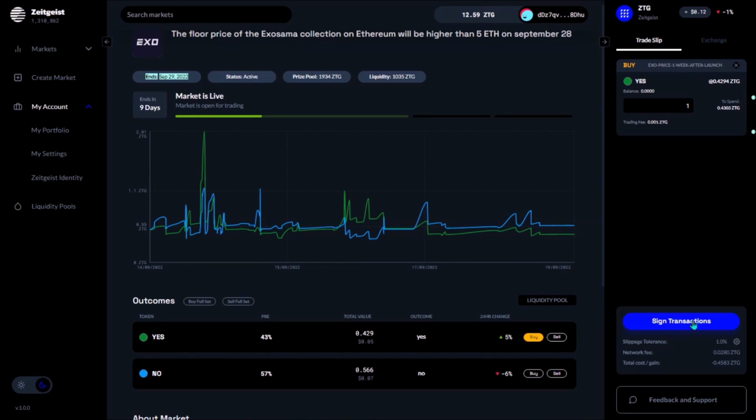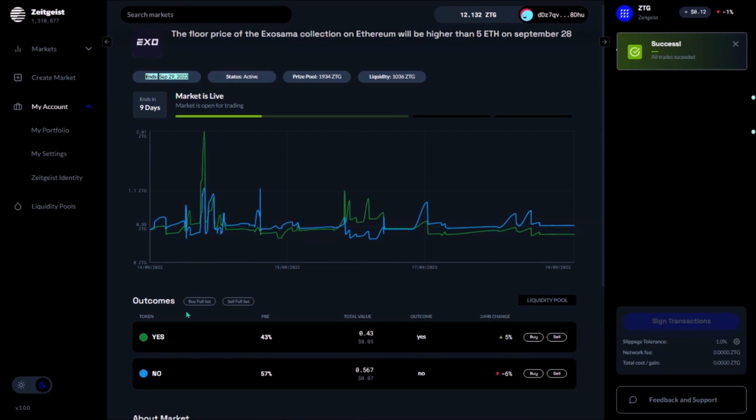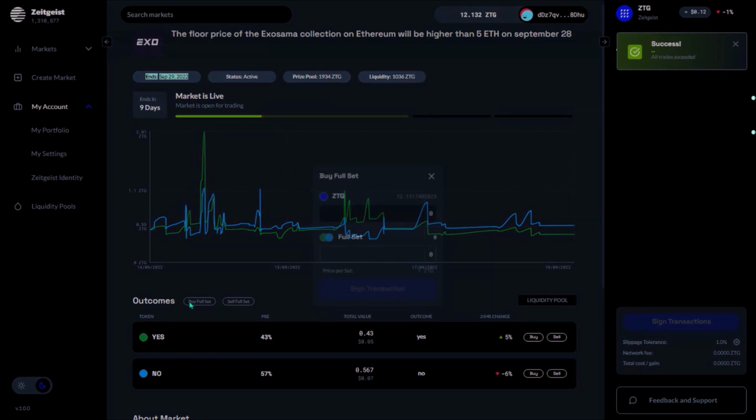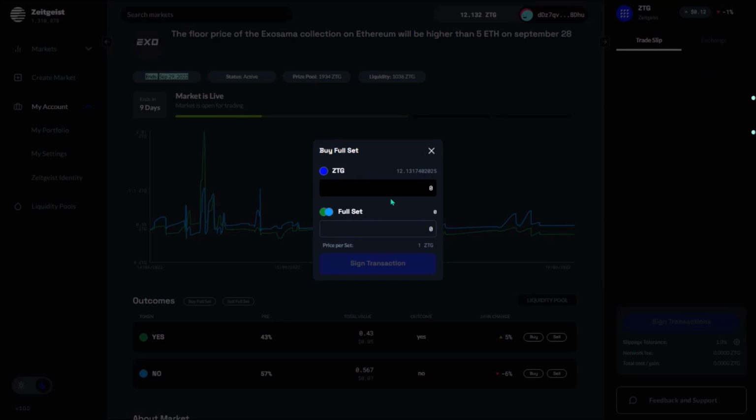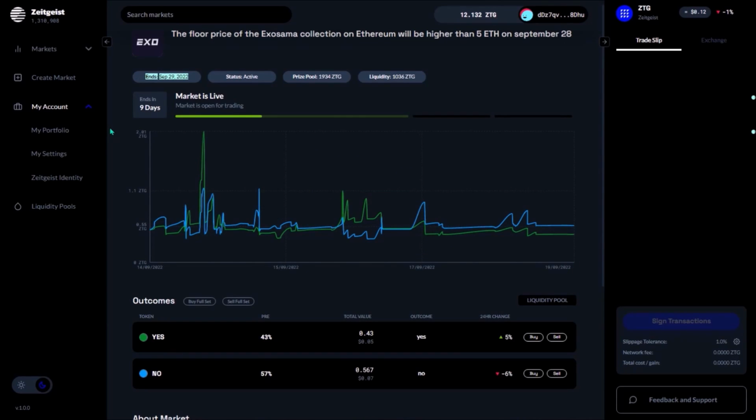I click sign transactions, sign with my password, and I have successfully purchased 1 yes token in this Kusama floor price prediction market. There is also an option to buy both tokens by clicking on buy full set. That way you will buy the same amount of both yes and no tokens at the same time. To check my open positions and the outcome tokens that I hold, click my account and my portfolio.